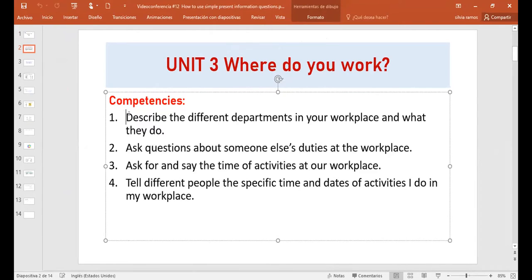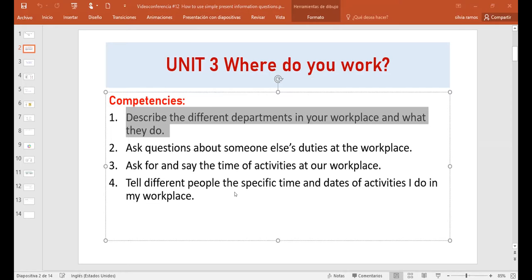So the first one, Mariela, can you read the first one? Number one. Describe the different departments in your workplace and what they do. Very good. So all of you are going to describe the different departments in your workplace. And what do they do? What are the activities that they do, for example, in the teaching department? What do they do in the printing department? What do they do in the accounting department, right? Pretty much all of the companies have different departments where they can work. So they do different activities, right?